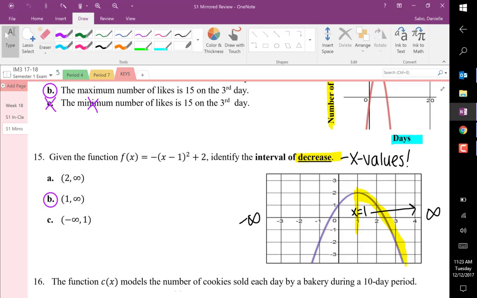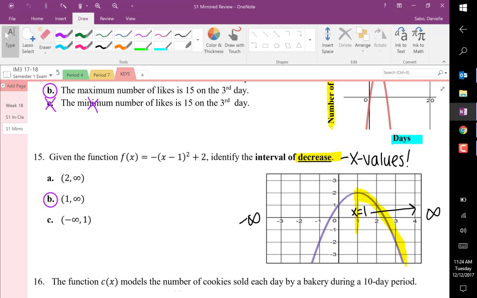So your interval of decrease is left to right, just like domain is. When I go left to right, I start at 1, and I go on forever to 2. Like you're talking about the domain. Where is the function decreasing? Oh, it's decreasing from 1 and on. A lot of people will put negative infinity because of where it looks like it's going, but we're not talking about where it's going. We're not talking about the end behavior. We're talking about the x values.